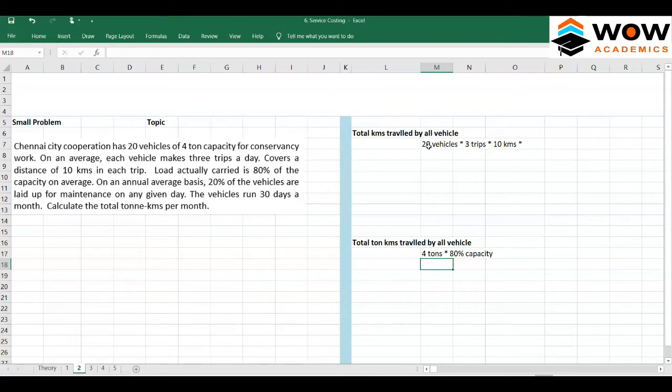Now, on an average, 20% of the vehicles are in garage. That means only 80% of them are operational. And there are 30 days in a month. So this is like one day what we are doing, so we have to put it for 30 days. Now we'll take this. Again, we'll do the same thing what we did earlier. We'll remove all the wordings.